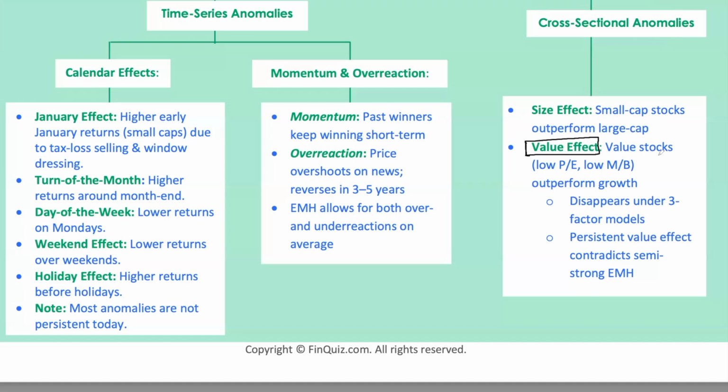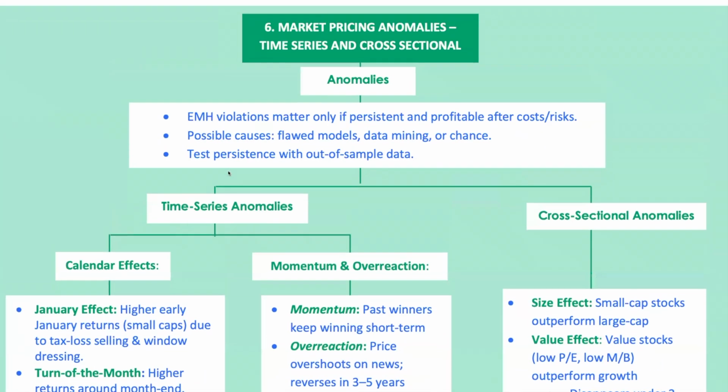Another one is the value effect. Stocks with low PE or low market-to-book ratios, so-called value stocks, tend to outperform high-growth stocks. But here's the twist. Once you control for other factors using more advanced models, like the Fama-French three-factor model, a lot of that value advantage disappears. So are these anomalies real? Maybe, but they might also just be quirks in how we were measuring things.